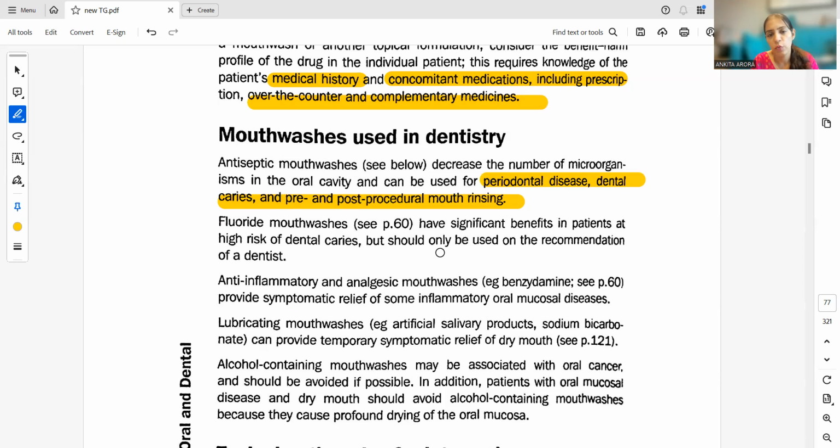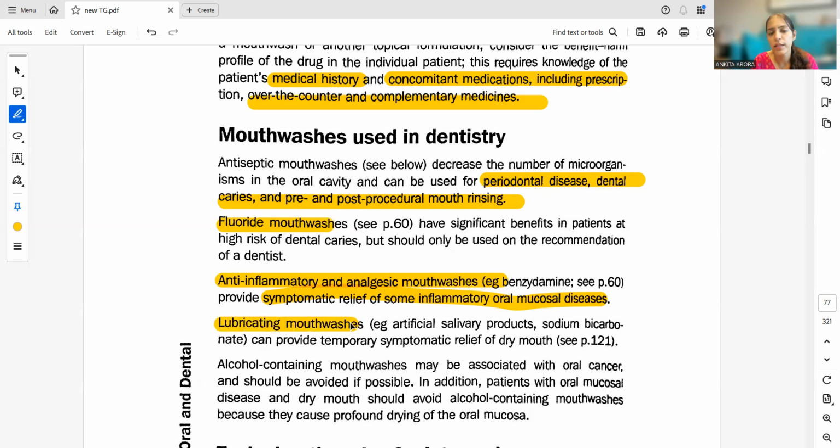Then fluoride mouthwashes have significant benefits in patients at high risk of dental caries, but should only be used on the recommendation of a dentist. Anti-inflammatory and analgesic mouthwashes like benzydamine provide symptomatic relief. So benzydamine is a different class of mouthwash, which is for symptomatic relief of inflammatory oral mucosal diseases.